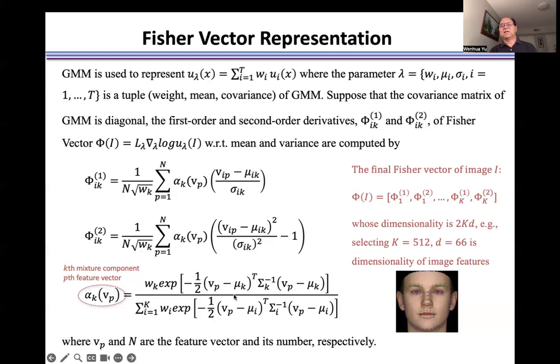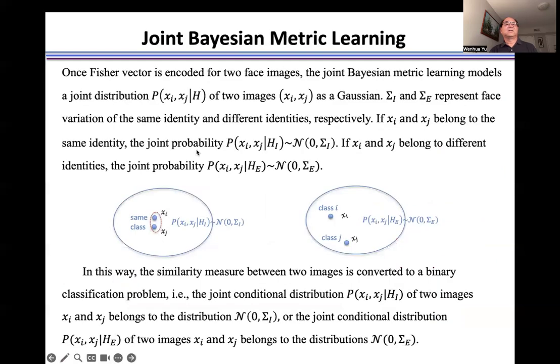The final facial vector for image I is a concatenation of phi1 and phi2, where V, P, and N are the feature vector and its number, respectively.